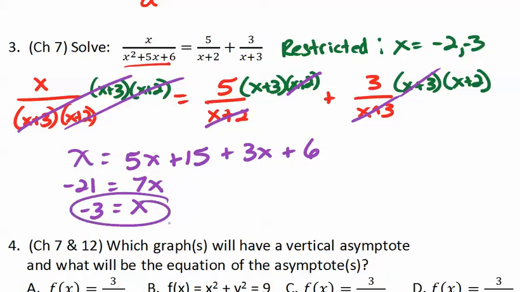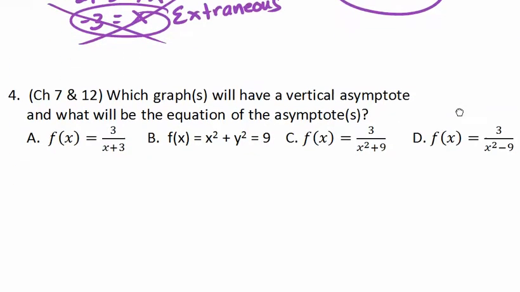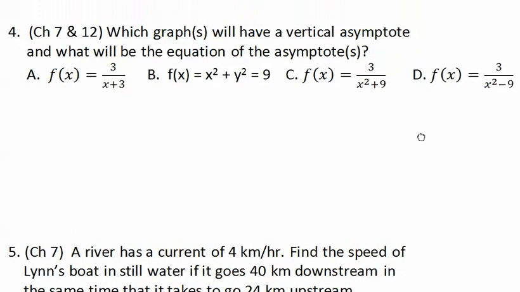And your tendency might be to say you're finished, but remember you have to avoid extraneous roots. So this answer causes division by 0. So you have to remember to throw it out. So did we get any good answers here? Nope. So our answer would be null set. So we want to avoid extraneous roots.